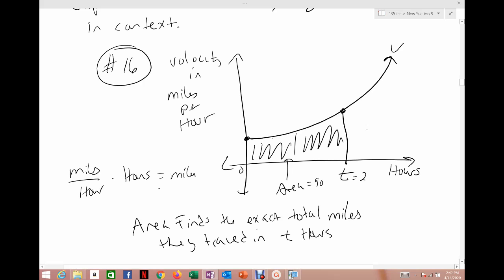And then these would be all of your rates of change. This would represent your speeds, which in this case would be fairly low. If I add up all of my speeds, that gives me all of the miles that I traveled. That's what this area is finding.